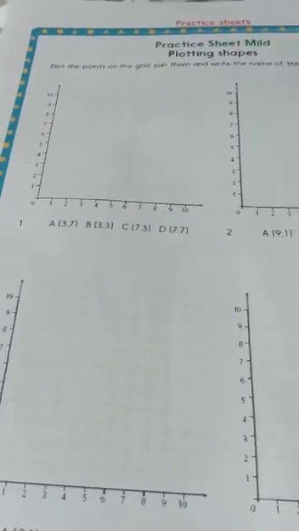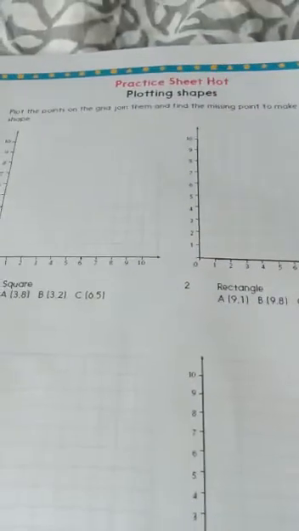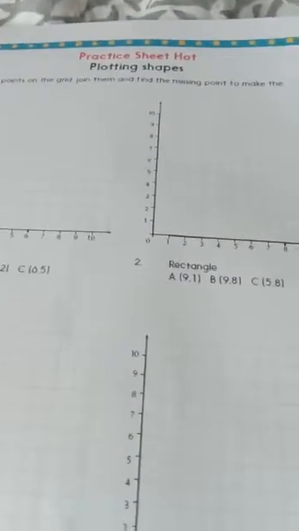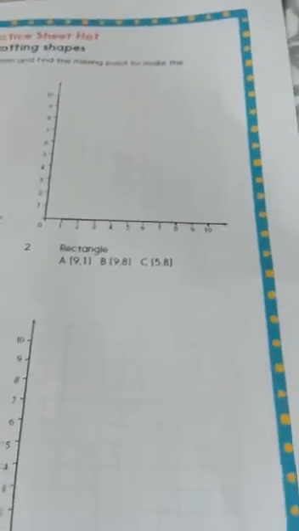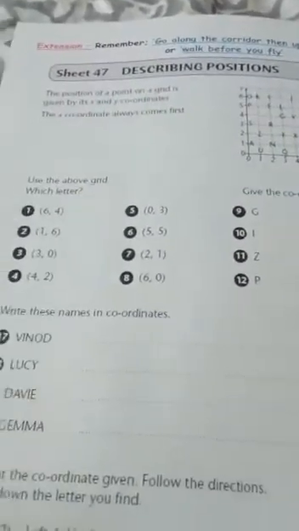Okay. And then you've got some practice sheets. This is the mild practice sheet, plotting correctly those coordinates. And then we've got another one, slightly more difficult, plotting shapes for the hot sheet. And they've got the names of the sheets, so good luck there. The extension is describing positions.